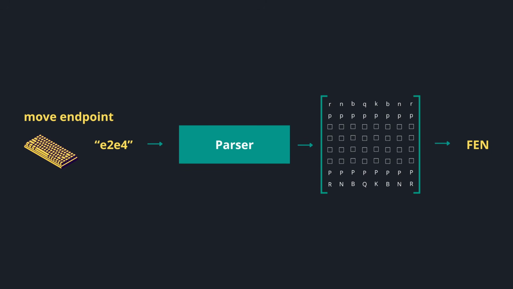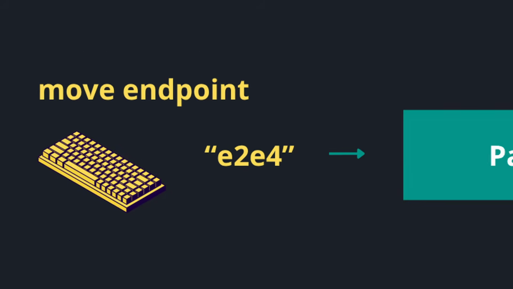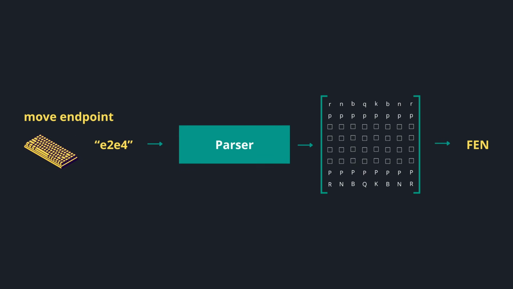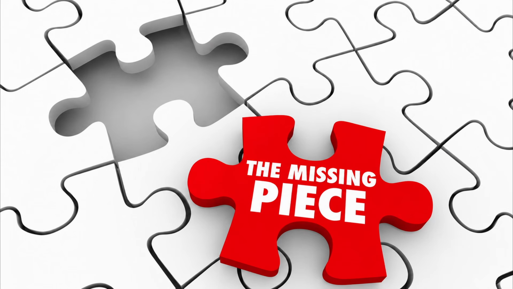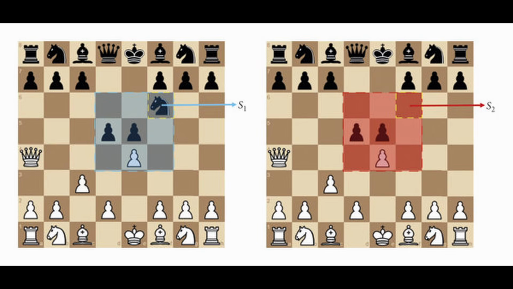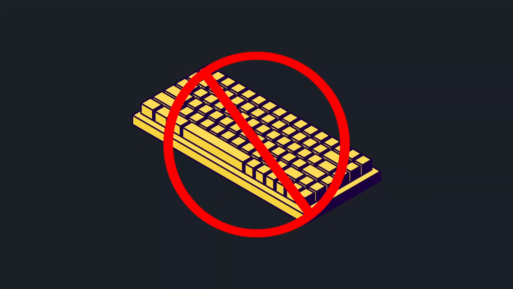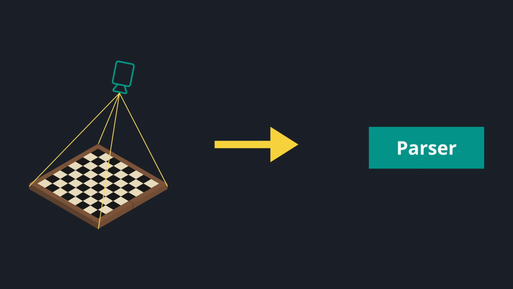There is one remaining problem though. The parser expects a move in a specific format. Based on that, it rebuilds the piece matrix and generates FEN from it. At this point, we need the last piece of the puzzle, a component responsible for forming and submitting a move to the parser, not from the keyboard but directly from the system's primary input, the processed camera feed.